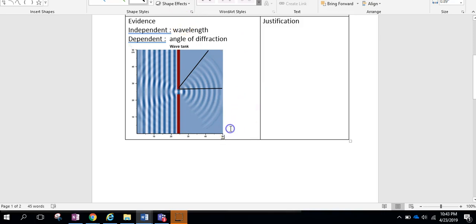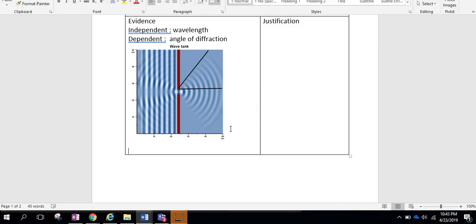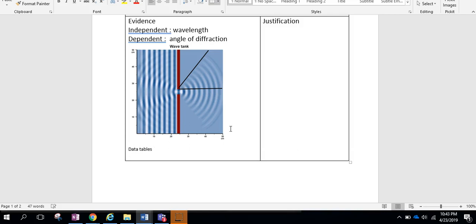When you are doing the evidence, you may always want to use data tables. You can make a table of wavelength versus angle of diffraction. Where possible, you are going to plot graphs. If you have quite a few values of wavelength versus angle of diffraction, then you can think of plotting a graph. Okay, so this all goes under evidence.